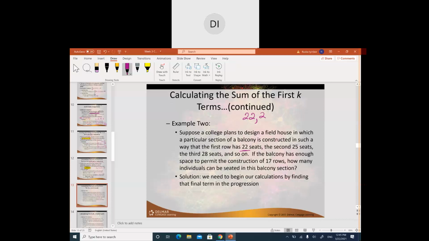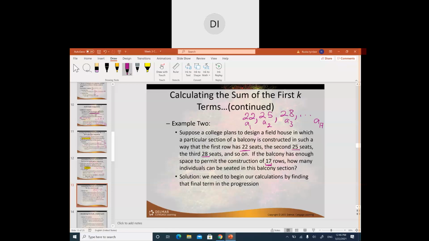Then 25 seats is the second one, right? The first one is 22. The second row is 25 seats. The third one is 28 seats, and so on. Okay, so that's a balcony. This is how the seats are. And if the balcony has enough space to permit 17 rows, that means 17 numbers here. So this is A1, A2, A3, and A17 is going to be the 17th row in that balcony. How many individuals can be seated in this balcony section?